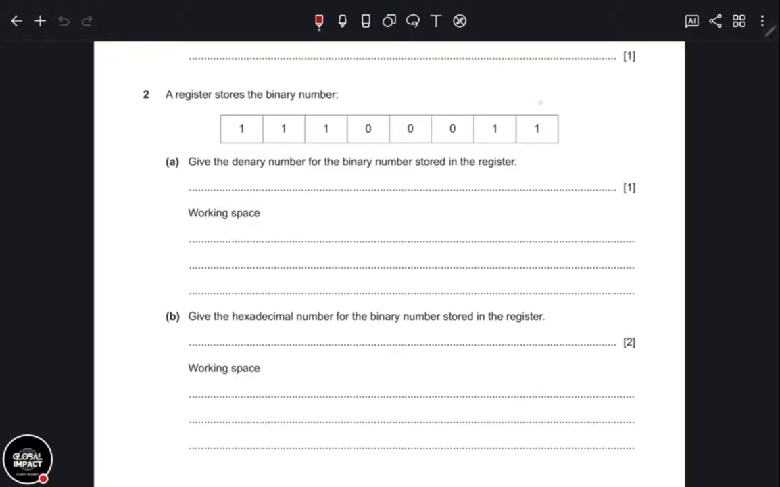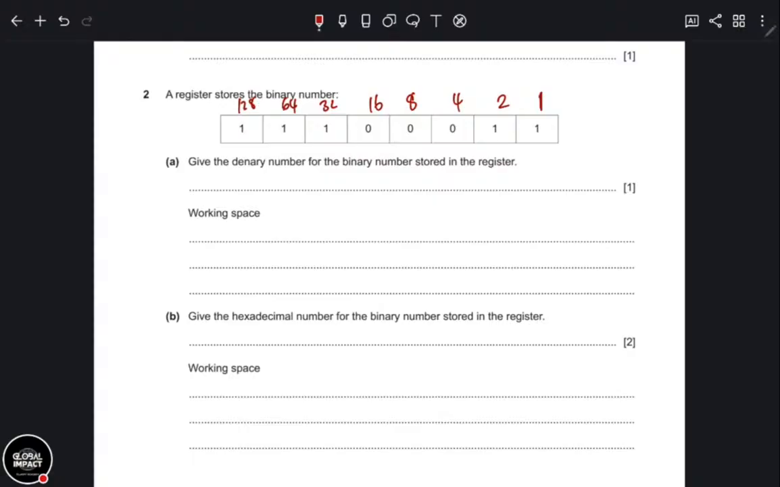You know, you say 2 to the power of 0, that's 1. Okay, any number to the power of 0 is 1. Then you say 1 times 2, you get 2. 2 times 2, you get 4. Times 2, you get 8. Times 2, you get 16. Times 2, you get 32. Times 2, you get 64. Times 2, you get 128. So this is going to be 128. Okay? Now let's put the values.